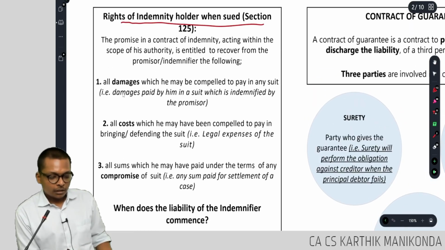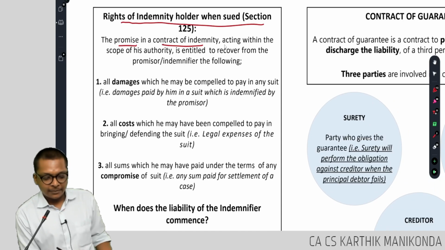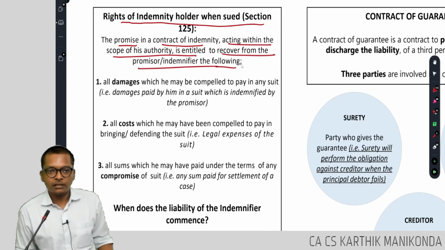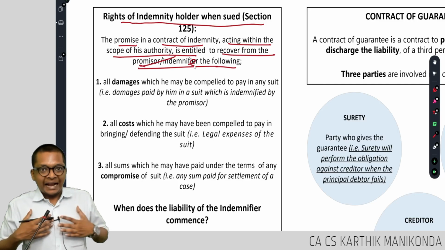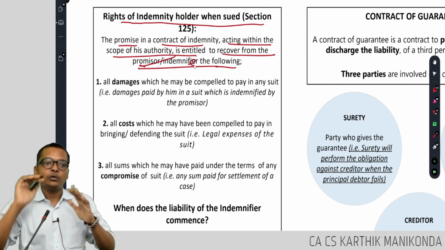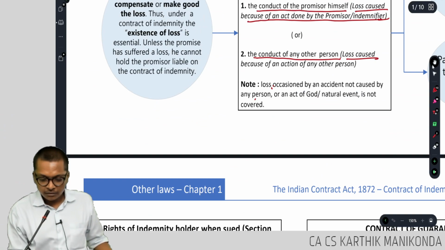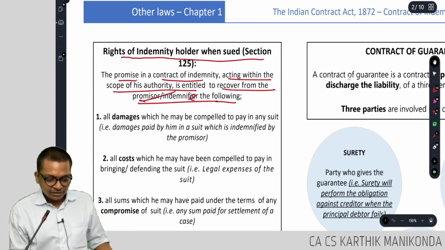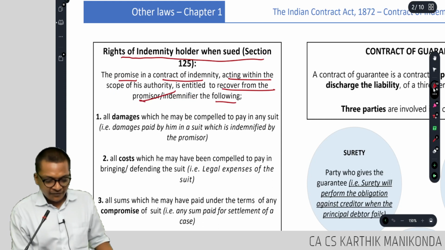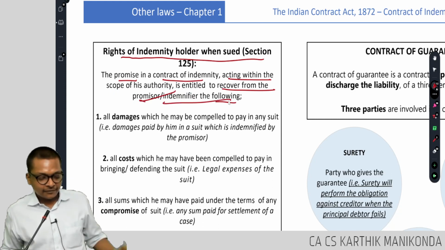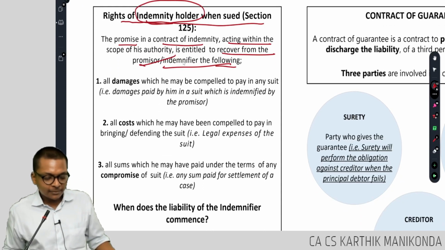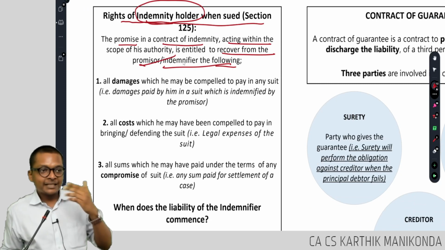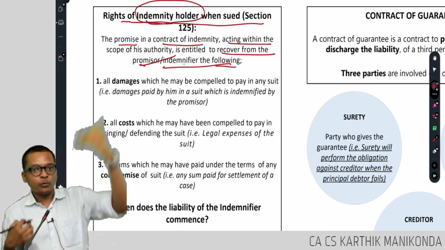The promisee in a contract of indemnity acting within the scope of his authority is entitled to recover the following from the indemnifier and the promisor. In the following, meaning I can recover from the insurance company what? So who is the indemnifier? We already explained. Indemnifier is the insurance company, correct? I can recover from the insurance company. Rights of indemnity holder when sued. Who is the indemnity holder? The indemnified.